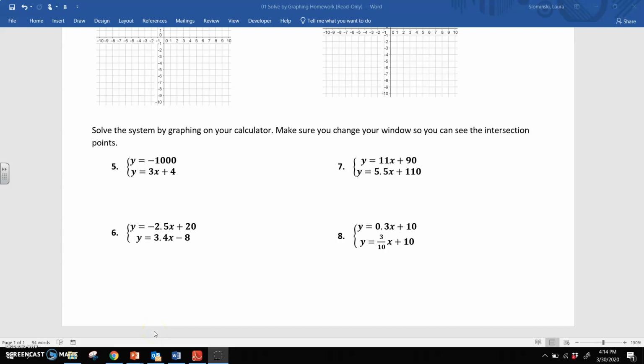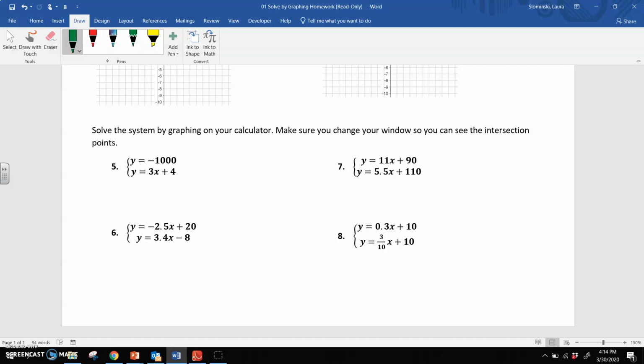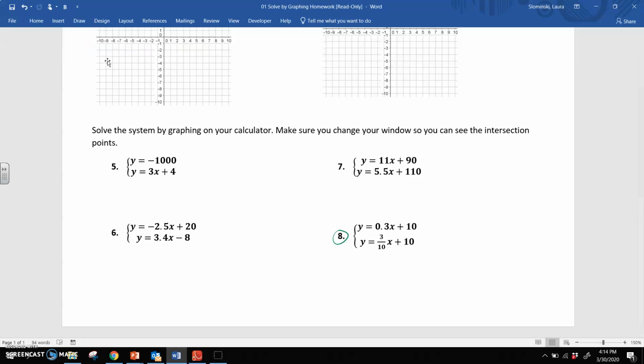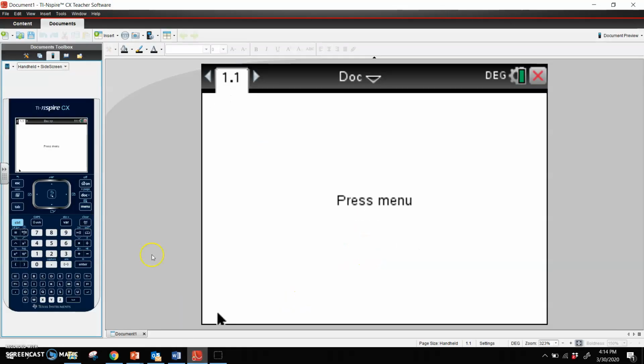For this video, we'll be looking at number 8 on the homework assignment. And under this one, we're solving the system on our graphing calculator. It says we need to make sure we change our window so we can see the intersection points. So I'm going to go to the Inspire calculator now and graph these two equations in the same grid. And remember, we're looking for the point of intersection.